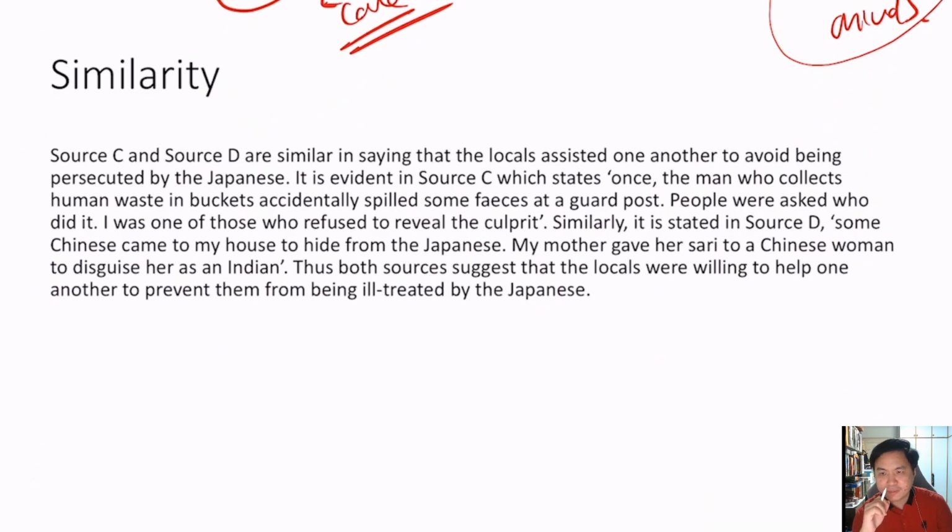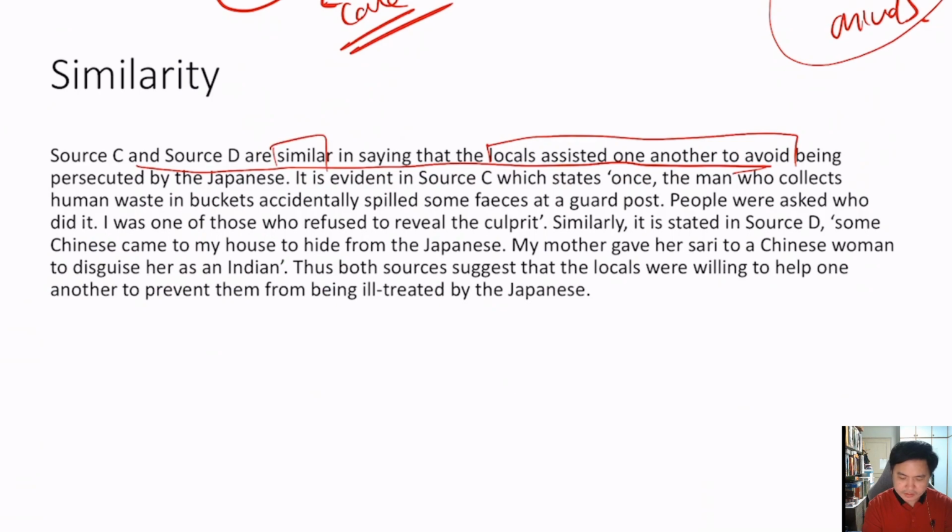Now, take a look at the similarity, right? At the start, I have answered the question. C and D are similar in saying that the locals assisted one another, right? Answer the question. Here's my inference. Inference is here. ATQ over here. Very clear in my topic, very clear in my inferences. They assisted one another to avoid being persecuted by the Japanese. So evidence here, C says one man blah blah blah, while D says some men got a Chinese woman a sari to disguise her as an Indian. So they are willing to help one another.